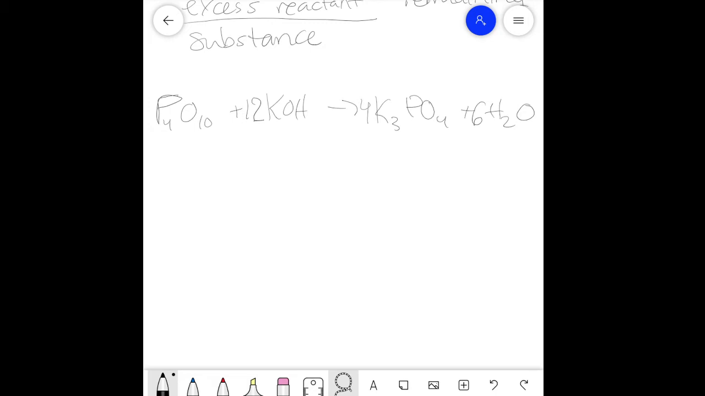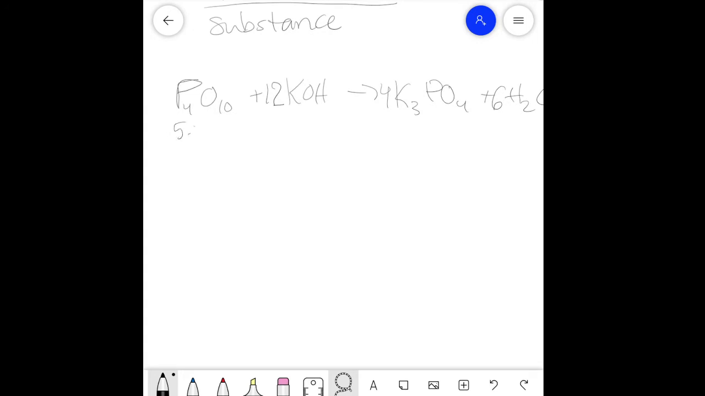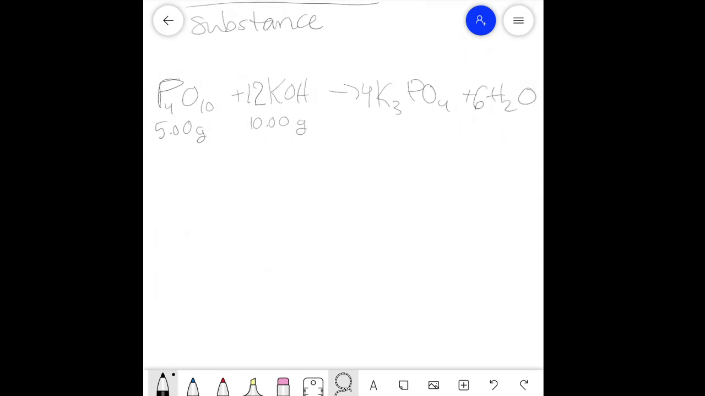Okay, so in this equation, it tells us we started with 5 grams of P4O10. We started with 10 grams of potassium hydroxide. And then the person who did this experiment ended up with 10.5 grams of potassium phosphate. So what we need to do is first we need to do 2 stoichiometry equations with each reactant to see what is our theoretical yield for this, because we want to find the percent yield.